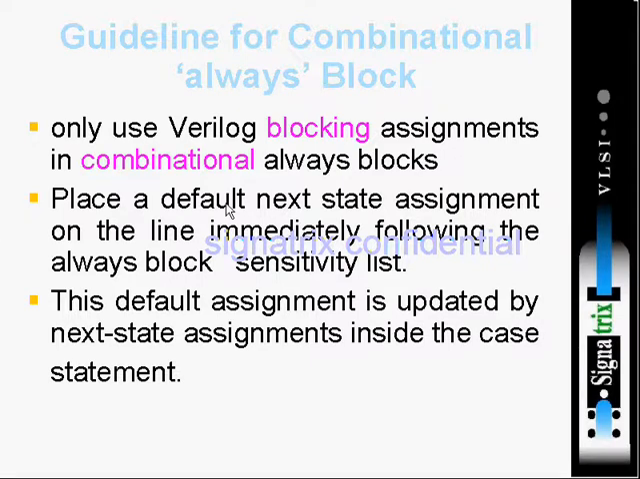So that is why this guideline is: place a default next state assignment on the line immediately following the always block sensitivity list. After defining the always block sensitivity list, just define next_state equal to some default value. You can say 2'b00, idle state, or 2'bx, any X assignment, in order to avoid latches. This default assignment is updated by the next state assignment inside the case statement. Or suppose when the current state is idle state or read state, it will first assign 2'bx, and after that it will override that. So it's not a problem. This is a safe coding style.